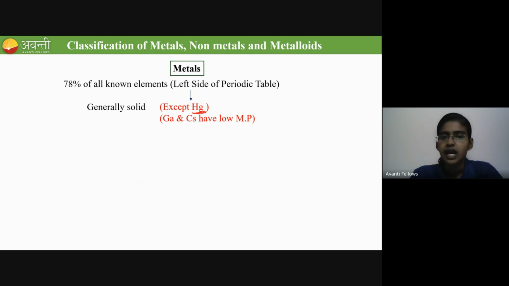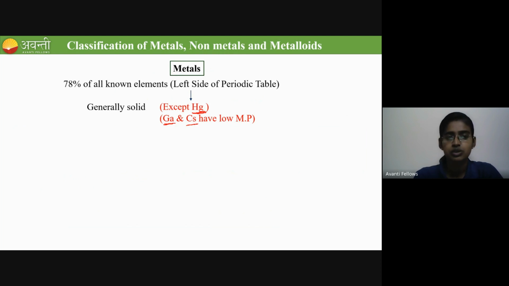Okay, and gallium and cesium. Gallium is a P block and cesium is an F block. Sorry, S block. So these two elements have a very low melting point. So mostly metals will have a high melting point, but these three elements are exceptions. Mercury, gallium, and cesium have a low melting point.